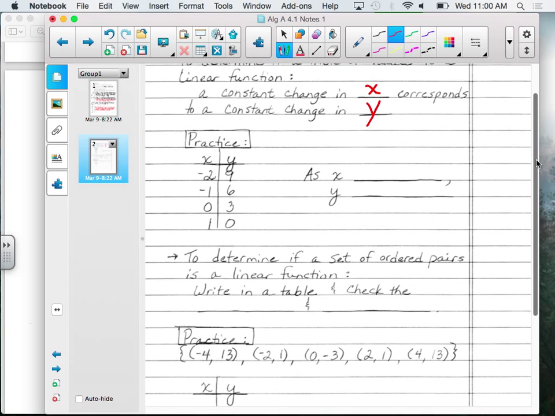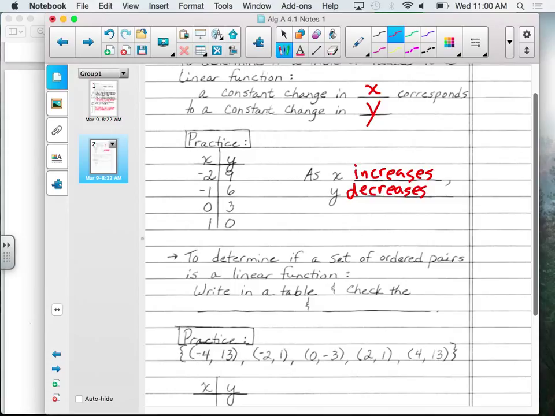So for this practice problem, Joss? Can I just say how as x increases, y decreases? Okay, you can put that x increases, y decreases. That's one way to put it.